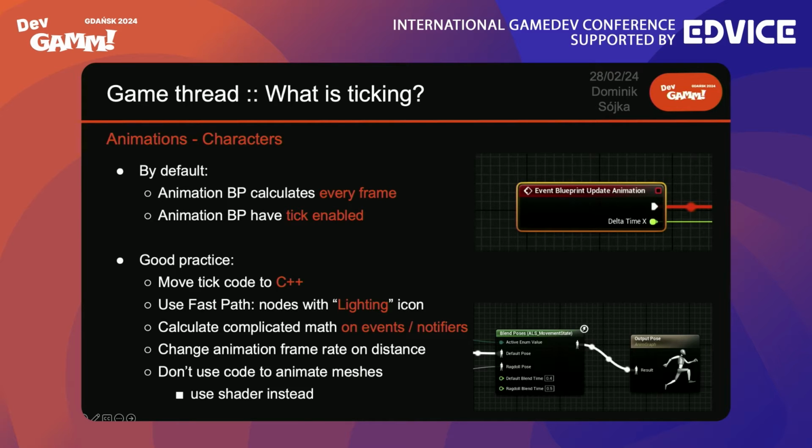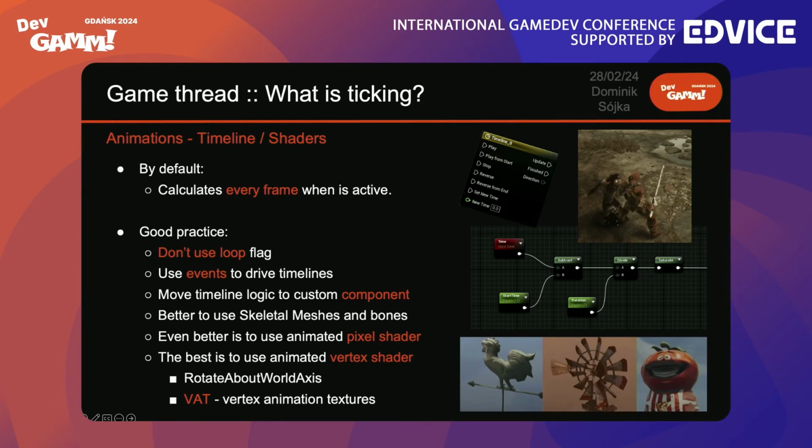And of course you can change the animation frame rate based on the distance. I believe everybody knows that in many games, when you look at the characters in the distance, they have a lower frame rate. This is one way of doing that. Just change the frame rate and the updates based on the distance. And don't use procedural animation in the animation blueprint. Try to use a shader instead, for example.